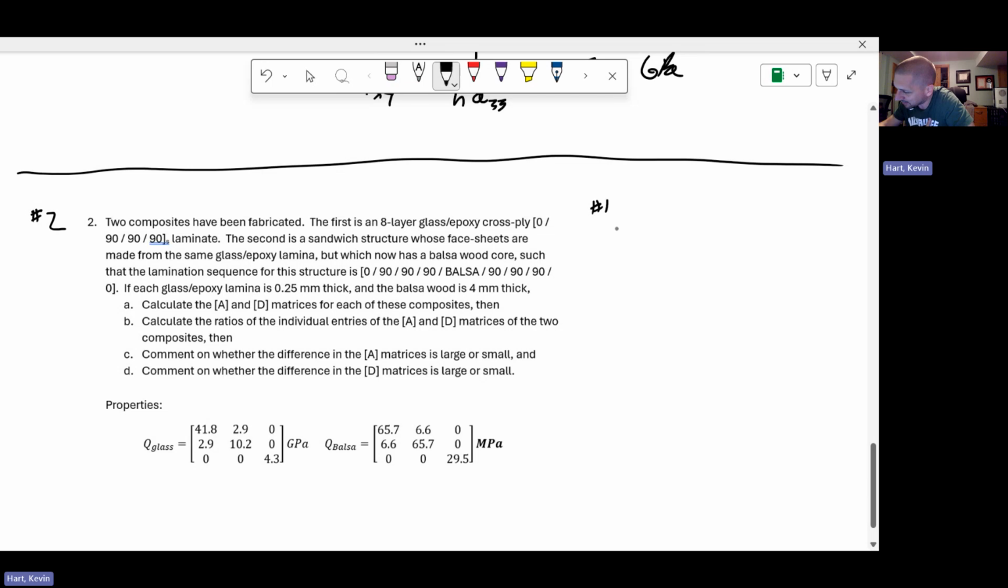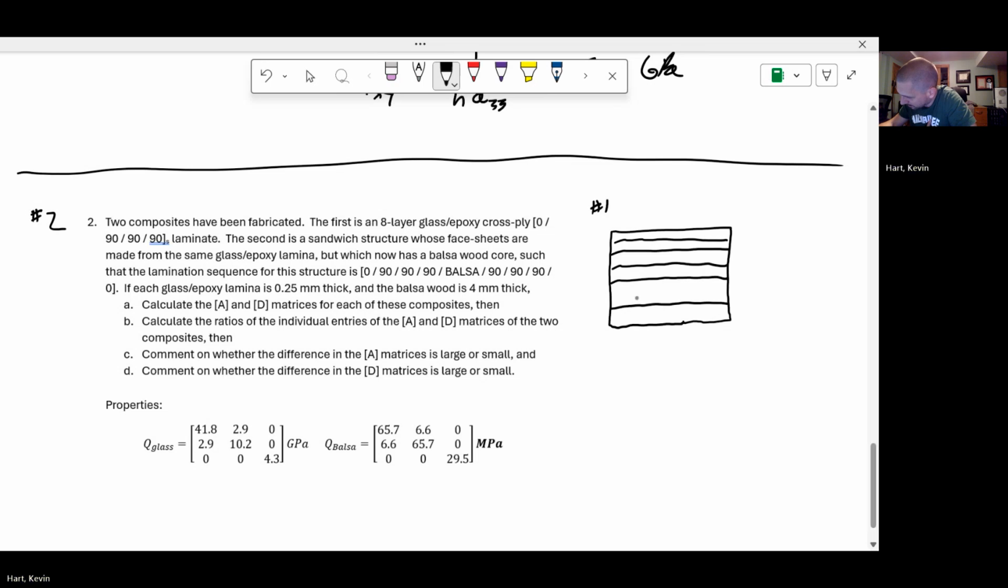The first is like a 0, 90, 90. Okay, so it's 8 layers total. This is composite number 1. It's 0 on the top, 0 on the bottom, and then all these central layers are 90s. Right? Composite 2 is very similar, except it has a huge balsa core in it.